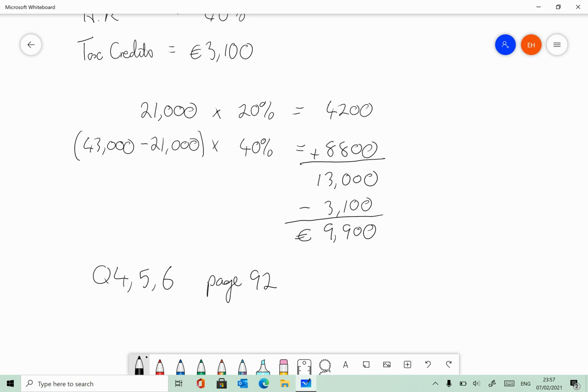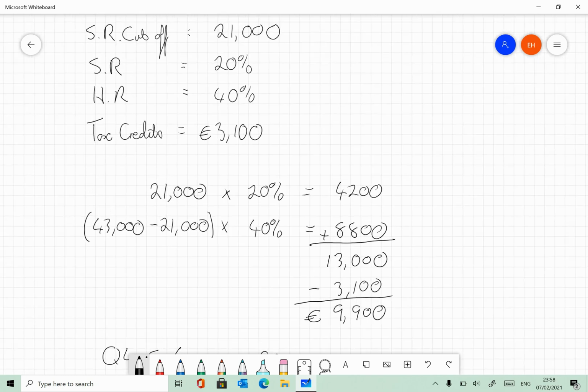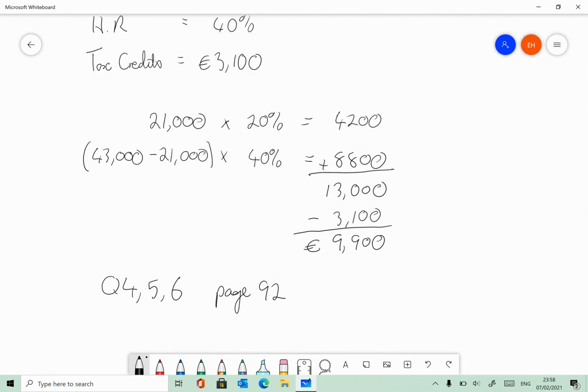Now, if there's no higher rate, well, that means all of his money is taxed at the standard rate, okay? So it's going to be a lot easier for you guys without having to work out this 40% business. For question 4, for example, all of Leah's money will be taxed at 25%. Okay, so I'll answer some of those questions for you tomorrow. So have a go at those questions tonight, and I will check in with you again tomorrow.